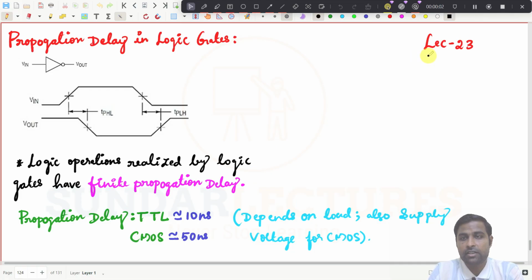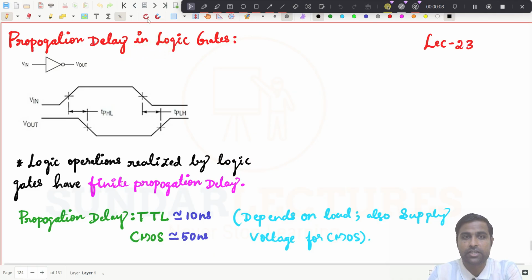Welcome to Sundar's lecture. This is lecture number 23, and in this lecture we are going to start a new topic, propagation delay in logic gates.